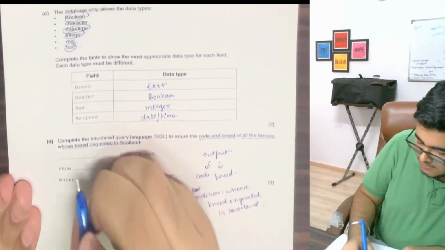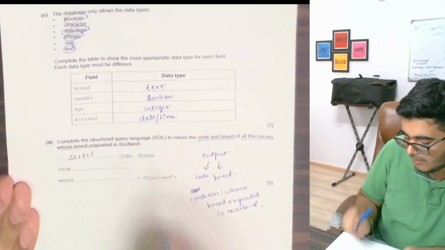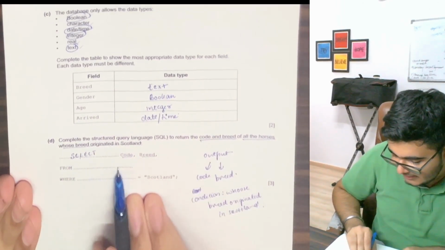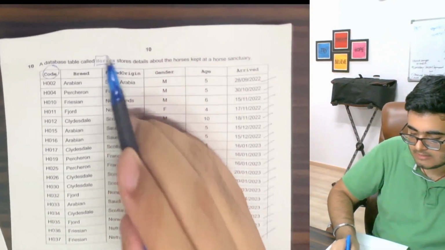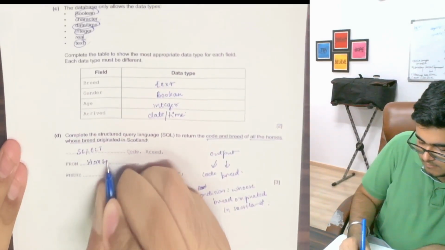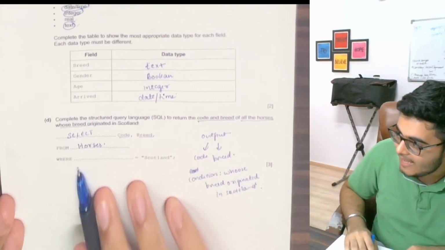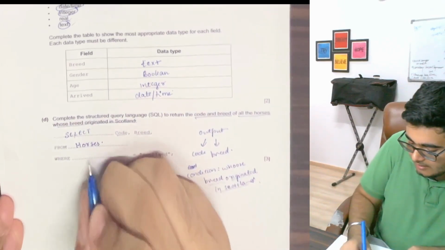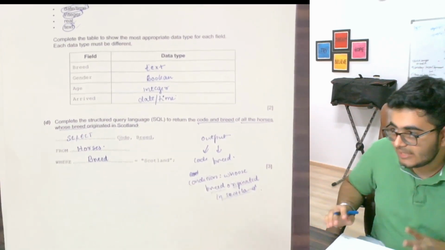Looking at the format, first we always have select, because these are the fields that we need to do the operation on. These are the two fields, so select will come here. From, we always mention the table's name. As we read in the question, the table's name is horses. So from, we'll write horses. You have to write it as it is in the question. Then it says where breed is equal to Scotland. So where, whose breed originated in Scotland. So where breed is equal to Scotland. I hope databases is clear to you.